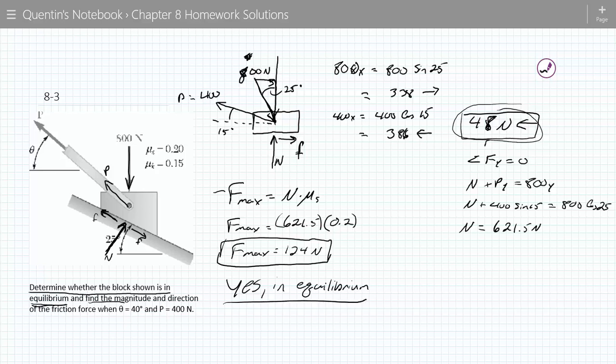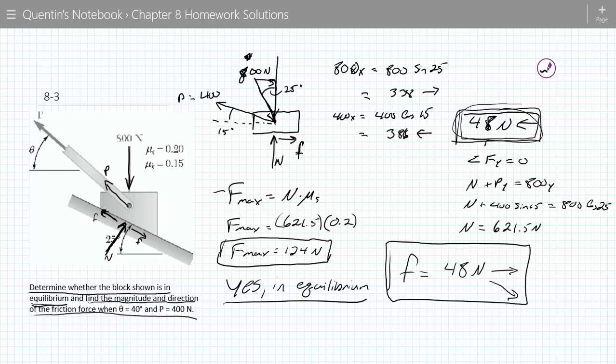And then find the magnitude and direction of the friction force. Okay, so what is the magnitude and the direction of the friction force? Is it 124 newtons? No. 124 newtons is the maximum that it can resist. But it only needs to resist 48 newtons because there's only 48 newtons trying to push this thing up. So F is equal to 48 newtons. And which direction? It's in that direction. Or when you rotate things around, it's in that direction. So the frictional force is 48 newtons going down the slope, and it's resisting movement going up the slope.